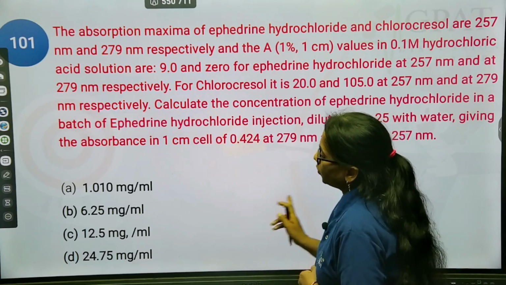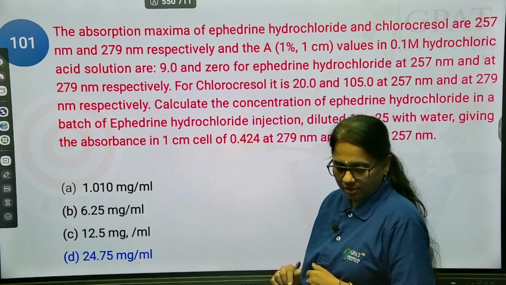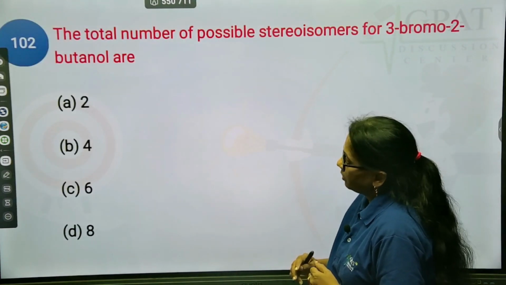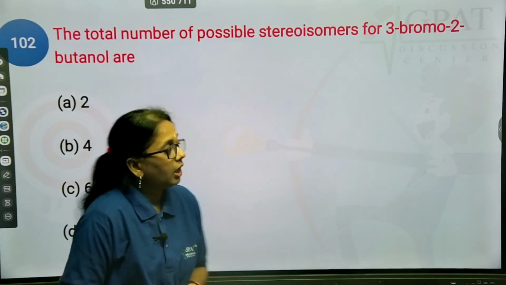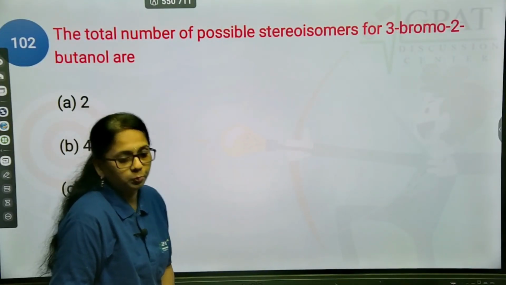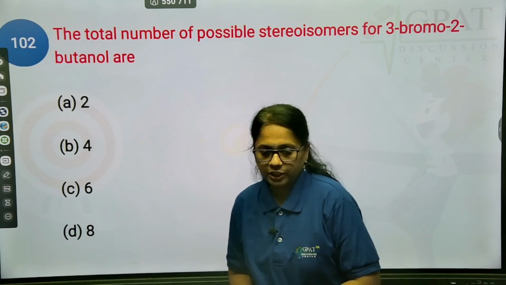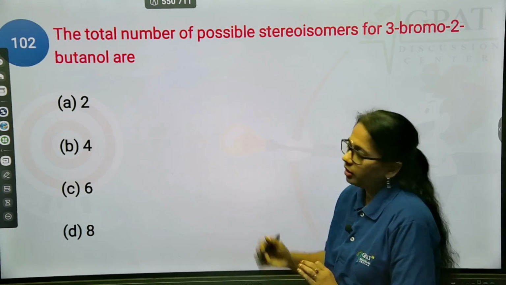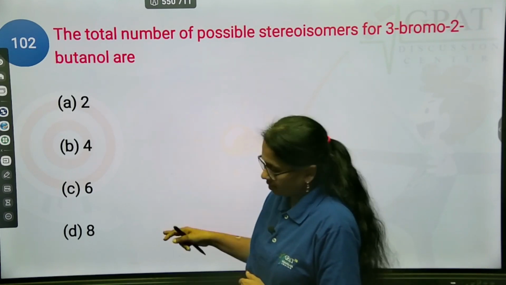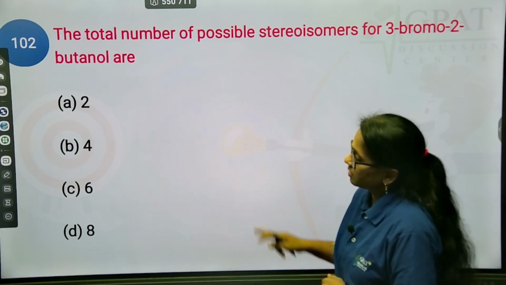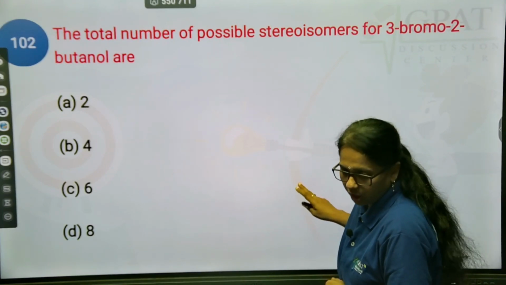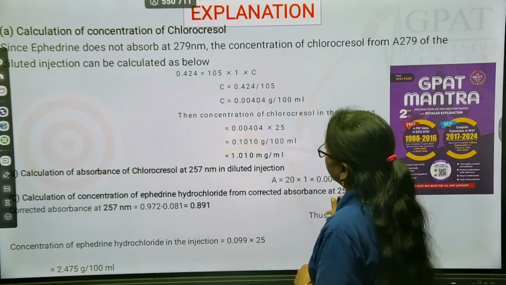Okay. So in this way, you need to calculate the concentration of the substance if they have given in the multiple analytes also. Now let us see the second question. The total number of possible stereoisomers for 3-bromo-2-butanol. This is somehow related to the medicinal chemistry. Okay. Options they have given 2, 4, 6, 8. First of all, let us see the structure of this 3-bromo and 2-butanol. How we can draw this 3-bromo-2-butanol.